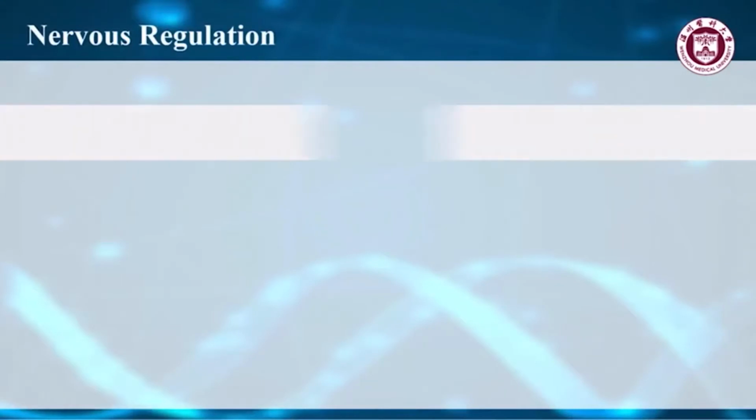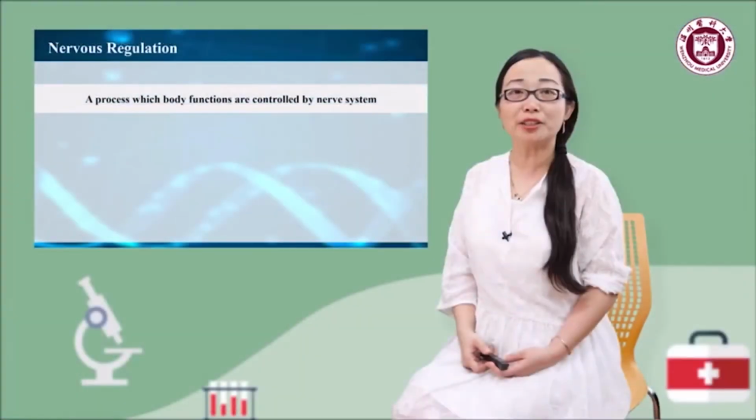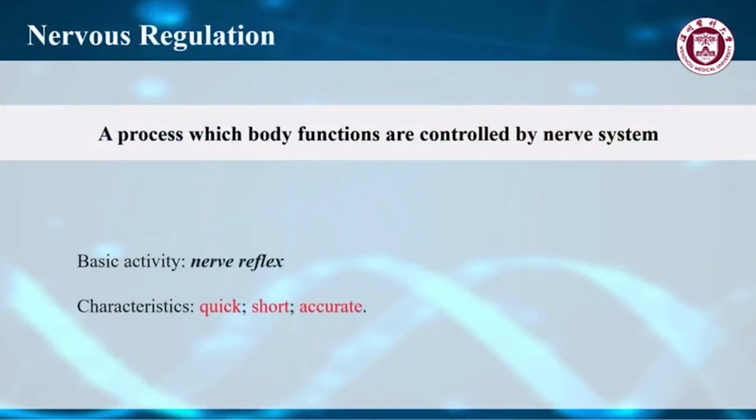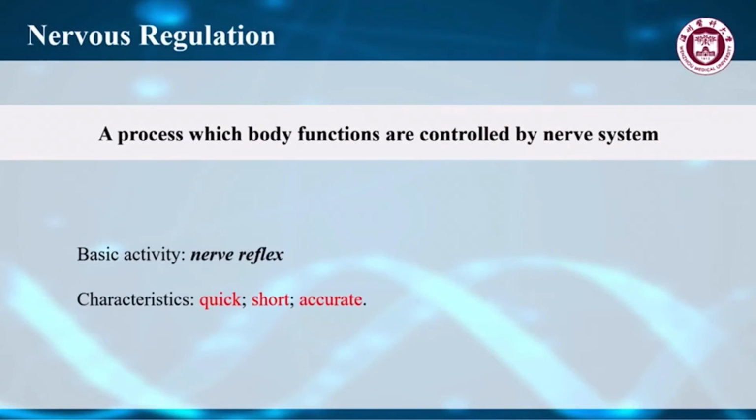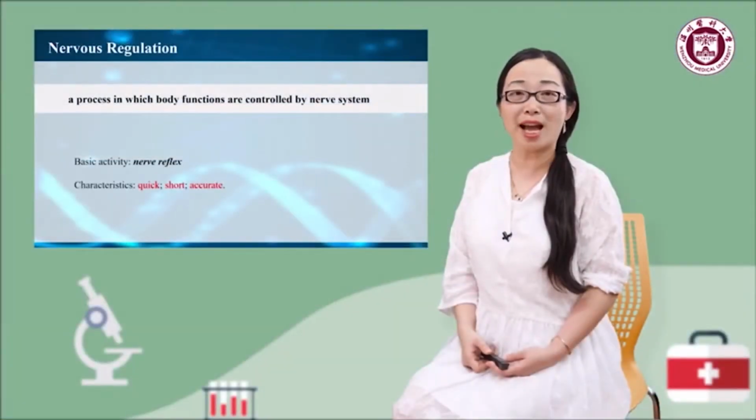Okay, let's see what is nervous regulation. We mean nervous regulation is a process in which body functions are controlled by the nervous system. Here, we mean in nervous regulation, a basic activity is reflex. When there is activity of reflex, we mean this kind of regulation is nervous regulation.